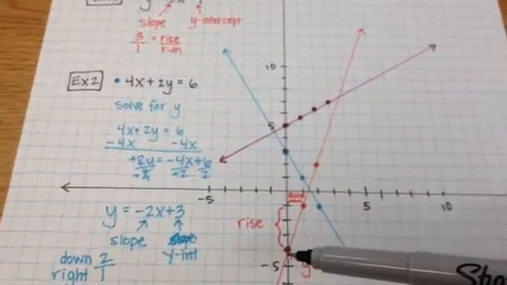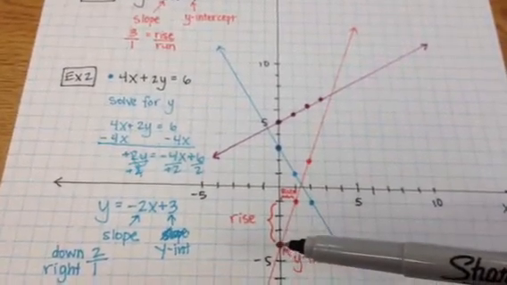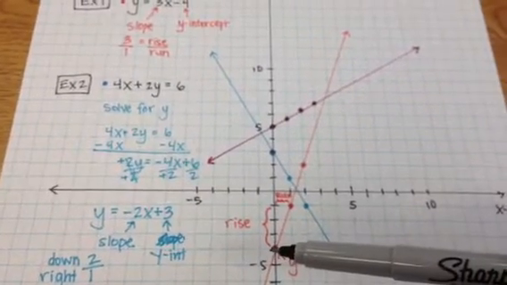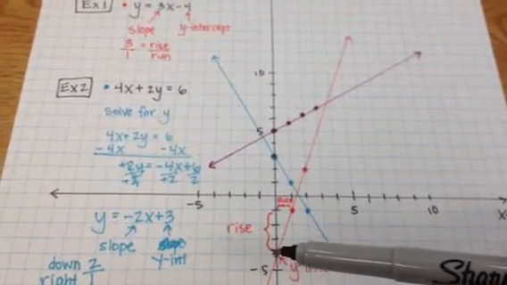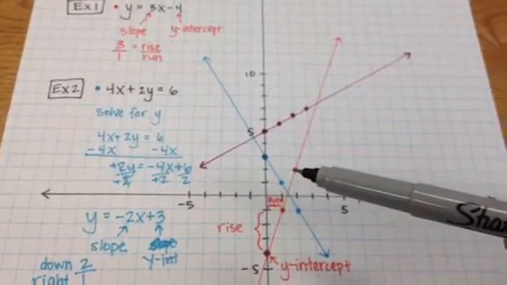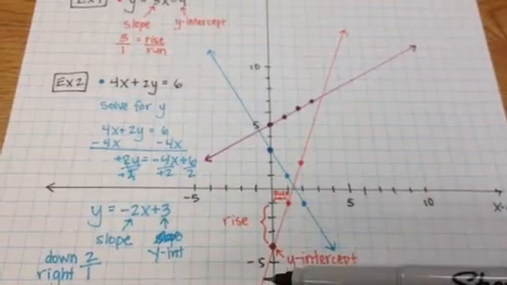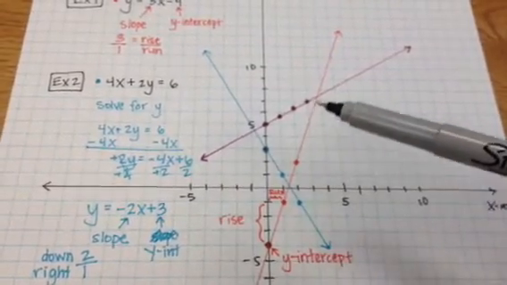Remember, my y-intercept was -4, so I'm going to go down 1, 2, 3, 4 and put my y-intercept. And then my slope was 3, so I go up 3 over 1, up 3 over 1. This is my rise and my run, and I've got a positive slope, so it's increasing from left to right.